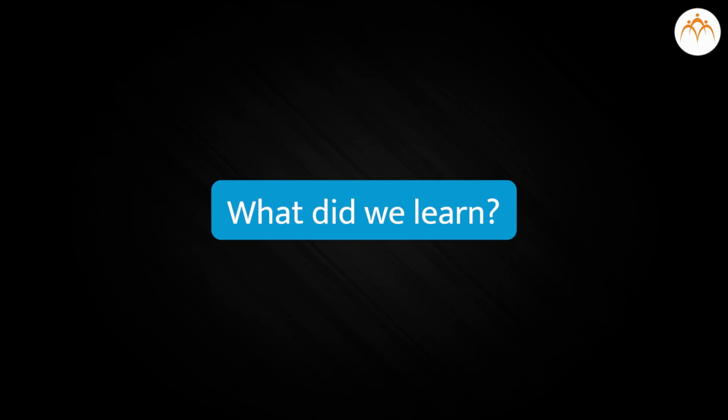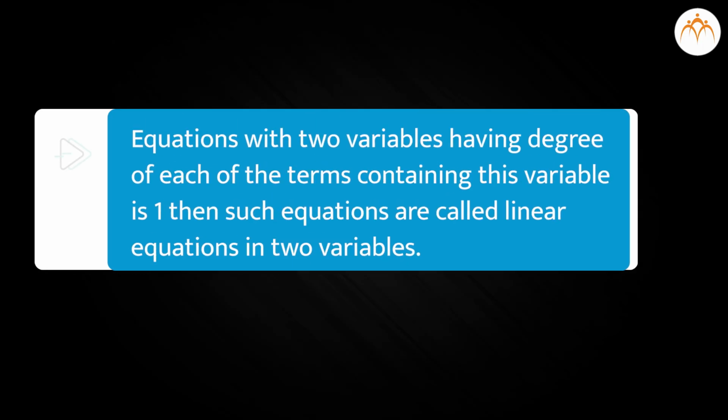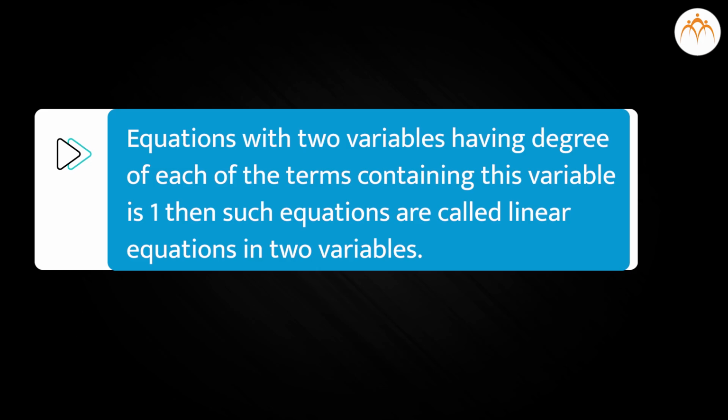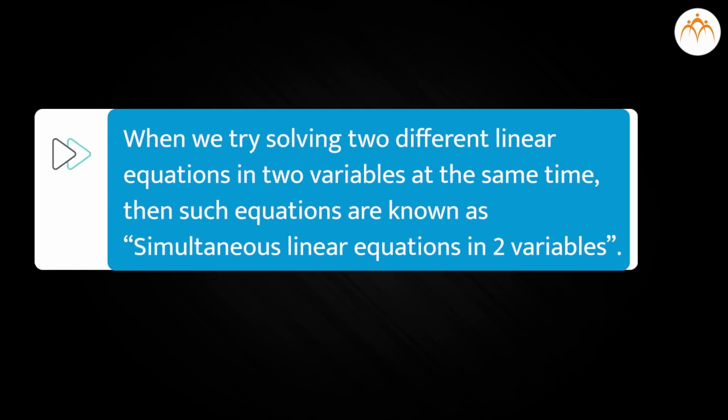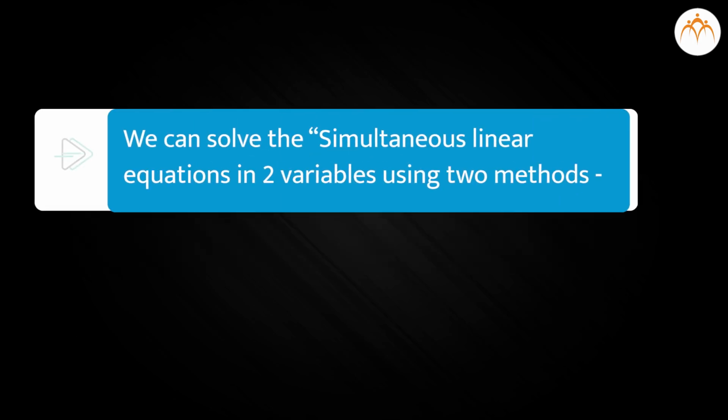What did we learn? Equations with two variables having degree of each of the terms containing these variables as 1 are called linear equations in two variables. When we try solving two different linear equations in two variables at the same time, then such equations are known as simultaneous linear equations in two variables. We can solve the simultaneous linear equations in two variables using two methods.